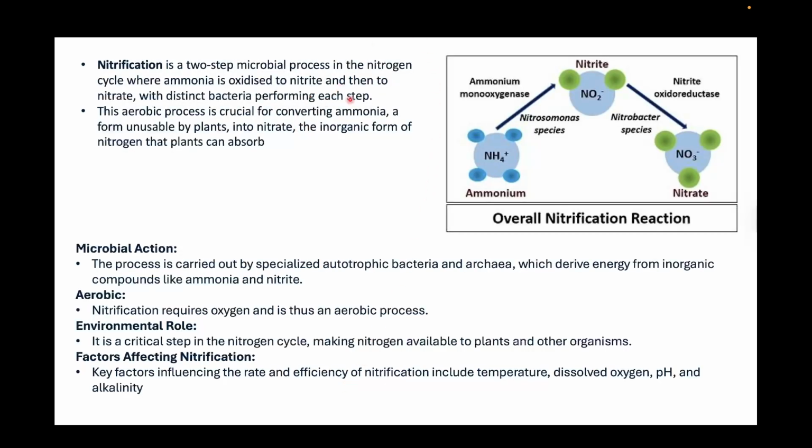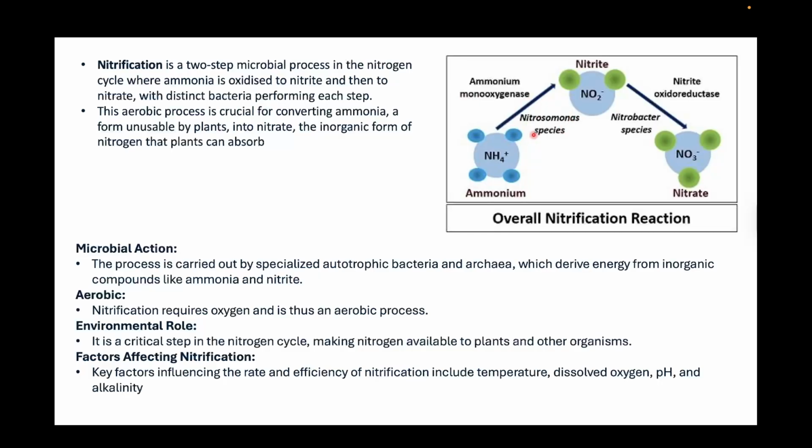Nitrification is a two-step process. First, conversion of ammonia to nitrite, and then nitrite is converted to nitrate. So NO2 minus to NO3 minus. This is a two-step oxidation process, a two-step microbial process in the nitrogen cycle where ammonia is oxidized to nitrite and then to nitrate, with distinct bacteria performing each step.